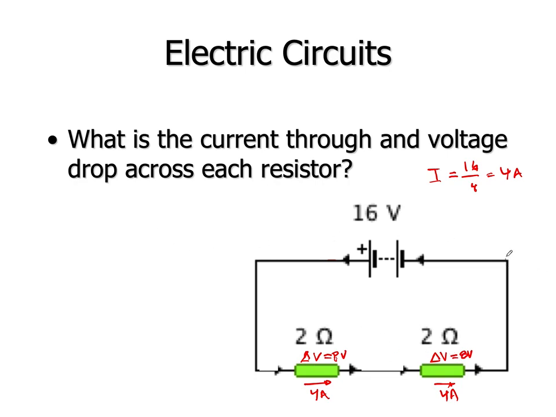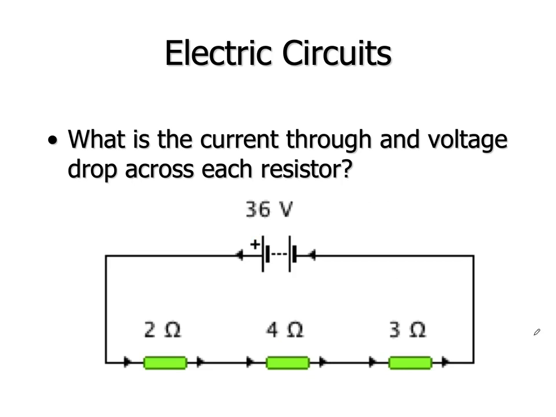If you take a look at the circuit again, if I make this 0 volts, 16 volts, still 16 volts, voltage drop of 8 volts, so I'm down to 8 volts here. Voltage drop of 8, I'm down to 0 volts here. It always works. What about this one?